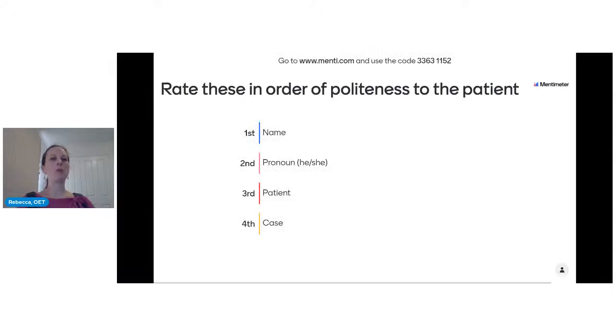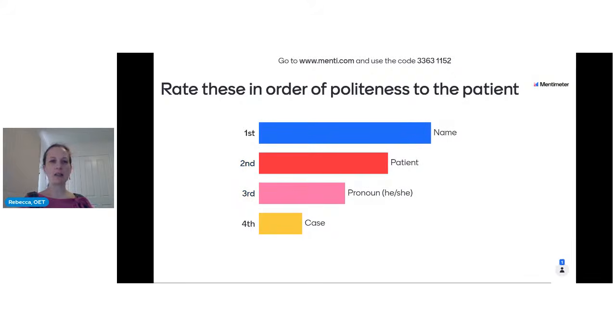So not in order of politeness to you. Which one do you think is most polite? That would be the one you put first. The one that you think is least polite is the one that you would put last. So in the poll, you can choose to order those in order of politeness, or let me know in the chat which ones do you think are most polite. So name is coming out in front as most polite.